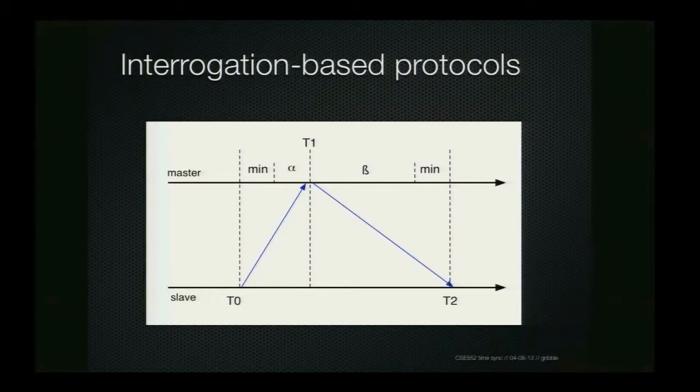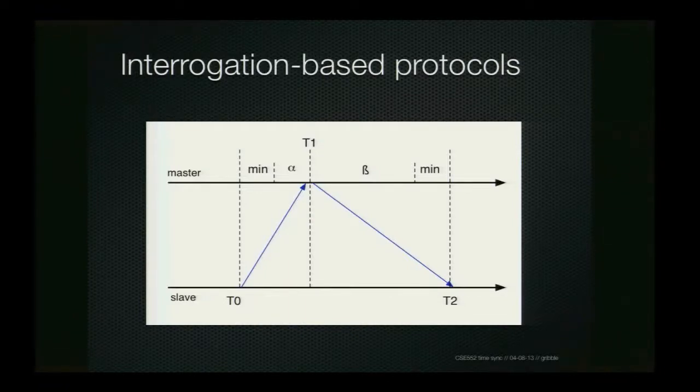So why does the asymmetry cause a problem? I have a question here. If there is no delay on the master, then the slave could easily compute whether it's symmetric or asymmetric, right? Because the slave at T2 will have all three timestamps, T0, T1, and T2. And it can measure, if it is symmetric, then T1 minus T0 has to be equal to T2 minus T1.